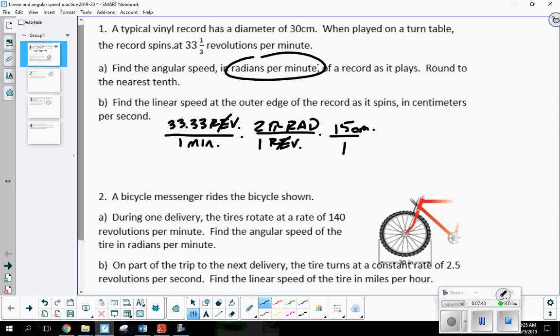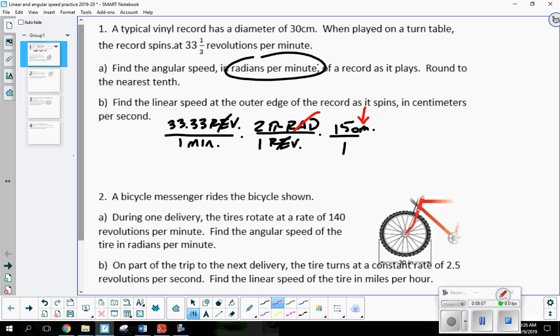If I were to stop right here, a couple of things. The revolutions have already canceled. Once you introduce a unit of measure from the radius, the radians now have units. Up until now, the radians don't have units, but now I know the radians are going to be measured in centimeters. So we can disregard them. Now this is going to be in centimeters per minute.